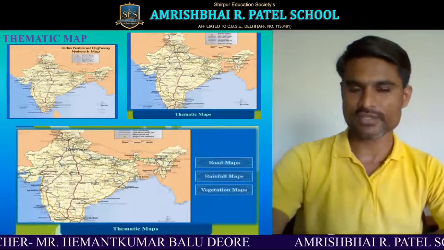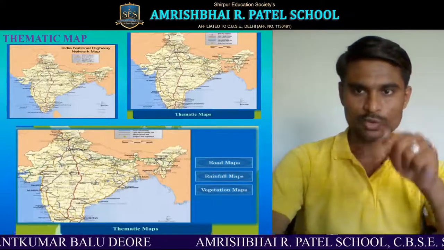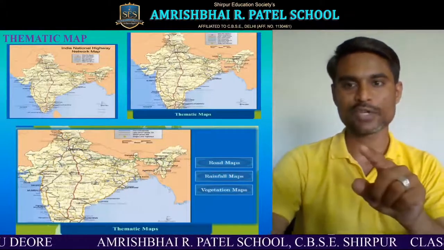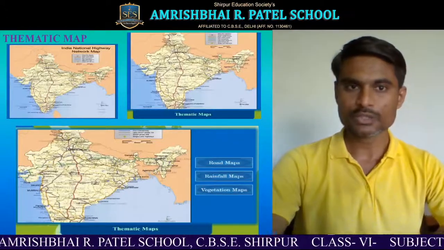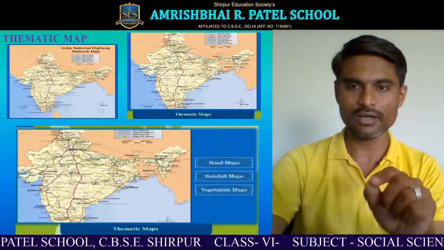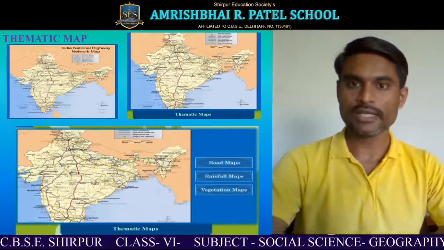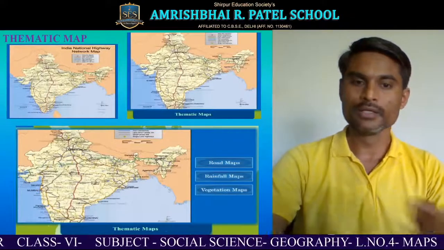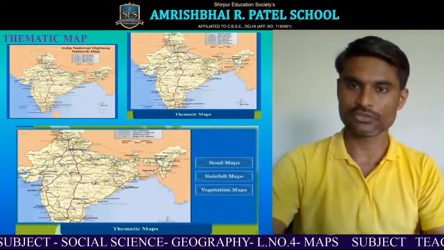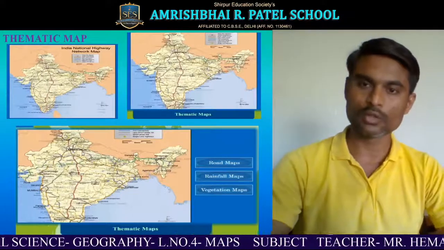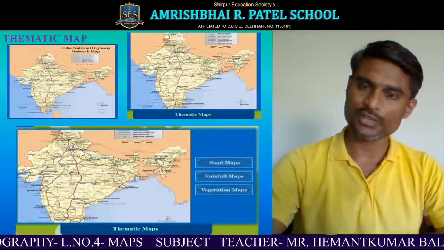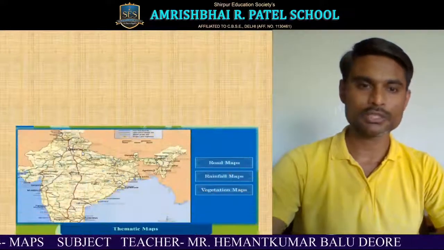See, in this map you can see the road network from north to south, east to west. All states of India are connected. So here we can see the road map. In the index we can see different things: state highways, national highways, and the roads connecting talukas, districts and villages. So in this way, that was the thematic map. All right.